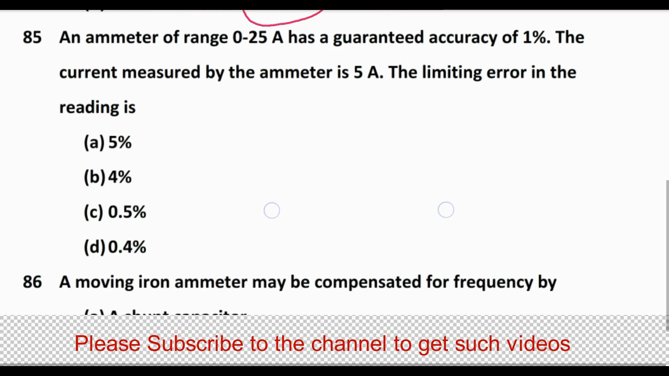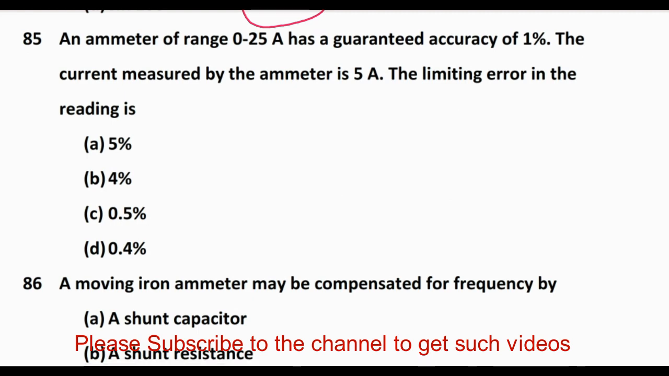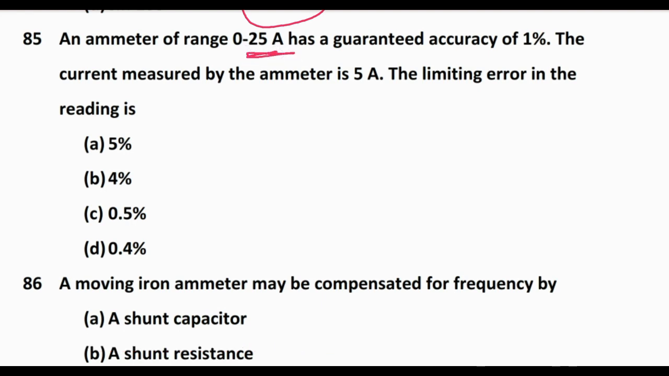Next question is, an ammeter of range 0 to 25 ampere has a guaranteed accuracy error of 1%. The current measured by the ammeter is 5 ampere. The limiting error in the reading is. So in this question, guaranteed accuracy error is given to be 1%. So this error will persist for every measurement. That is why this is called guaranteed accuracy error.